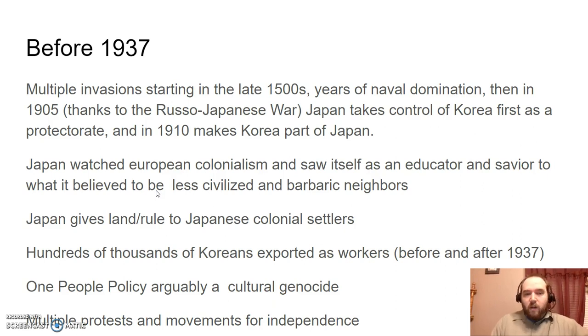We got lots of Japanese farmers being sent into Manchuria, all sorts of places. Anywhere that Japanese people needed workers, they pretty much sent in Koreans. This was before 1937 and then after. Japan has, I forget the exact name of the policy, but it's kind of a one people policy. Their idea that we are all one people, we're all Japanese.